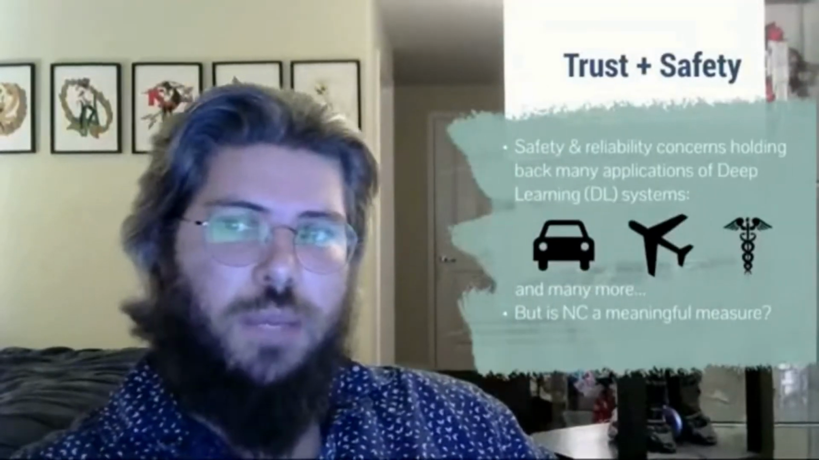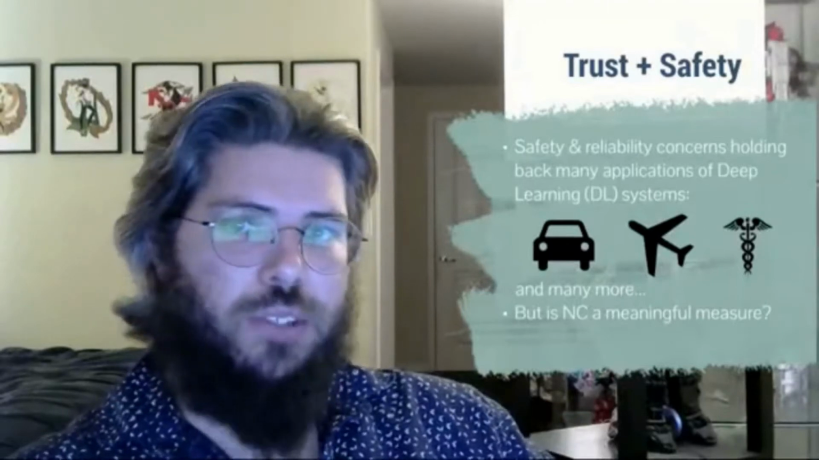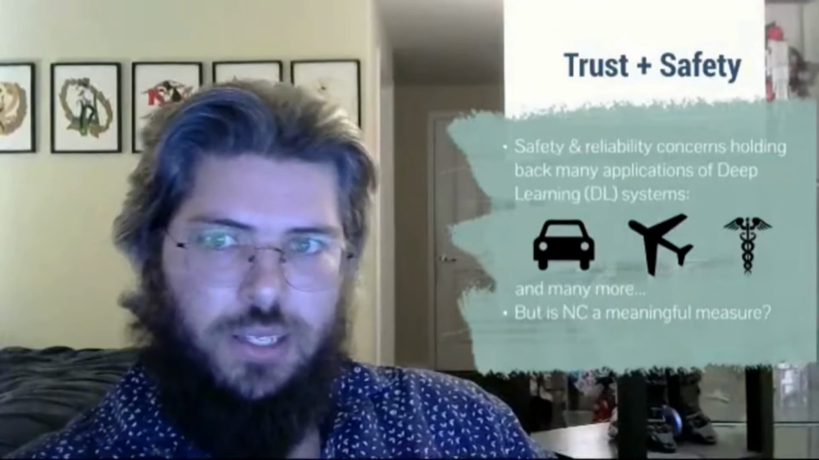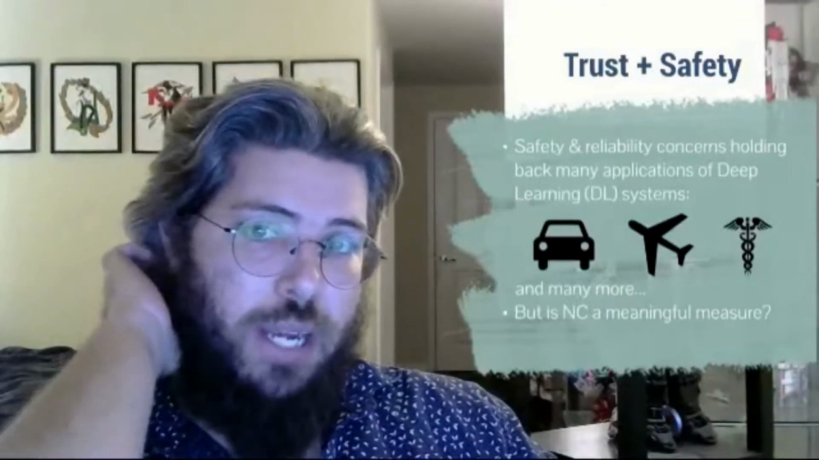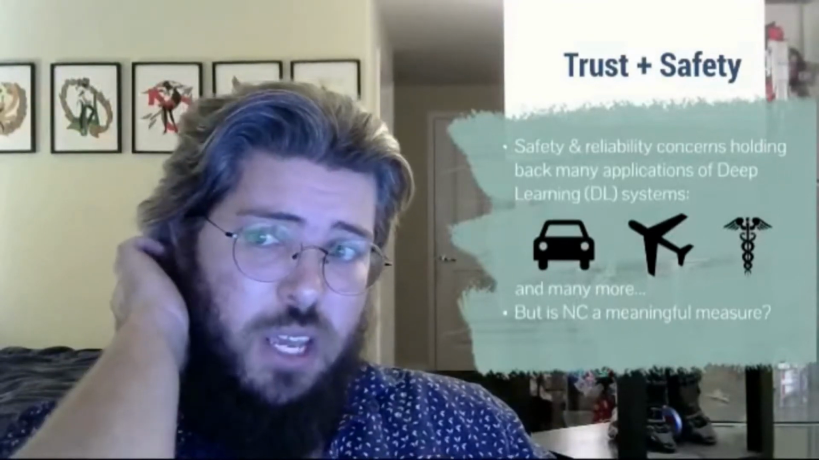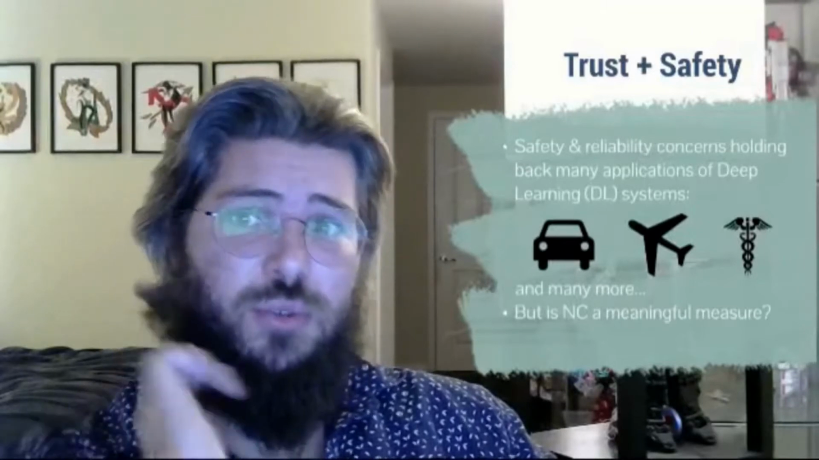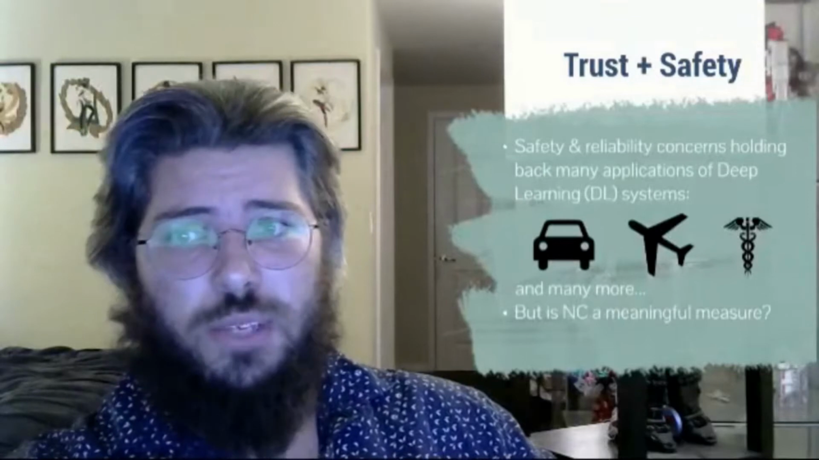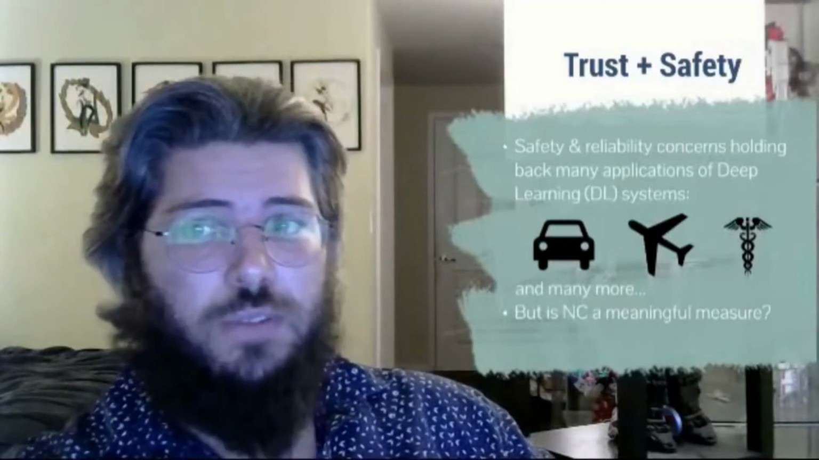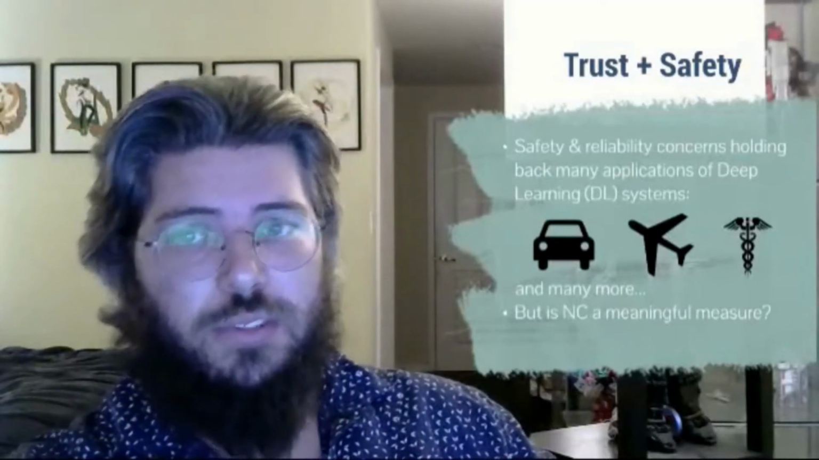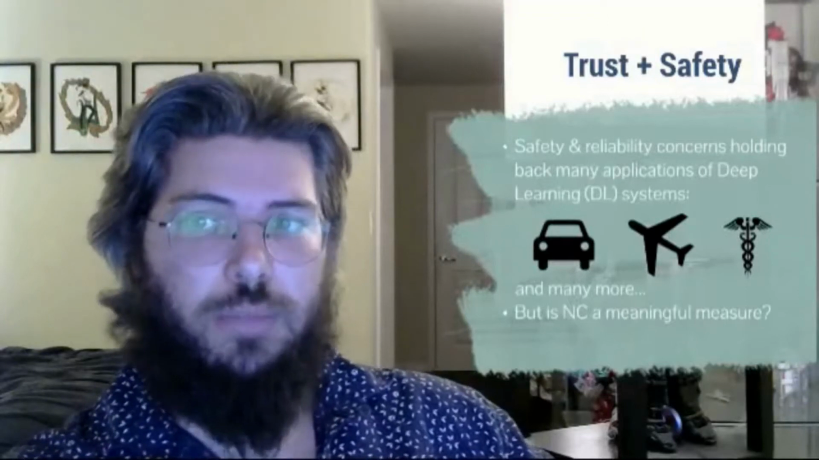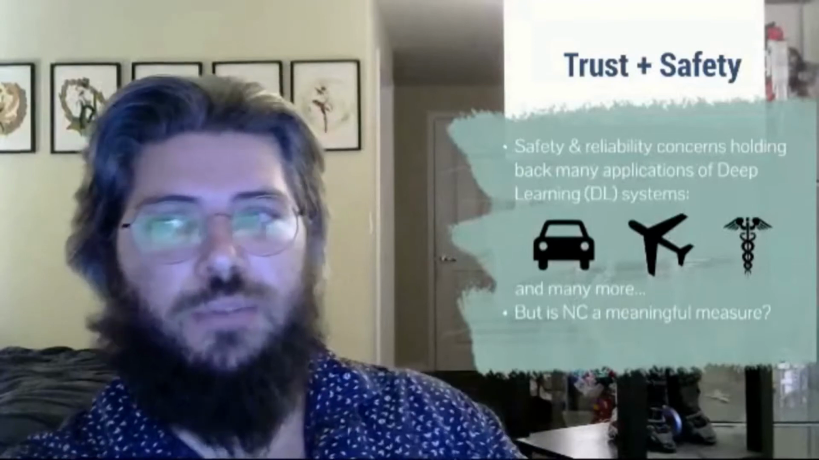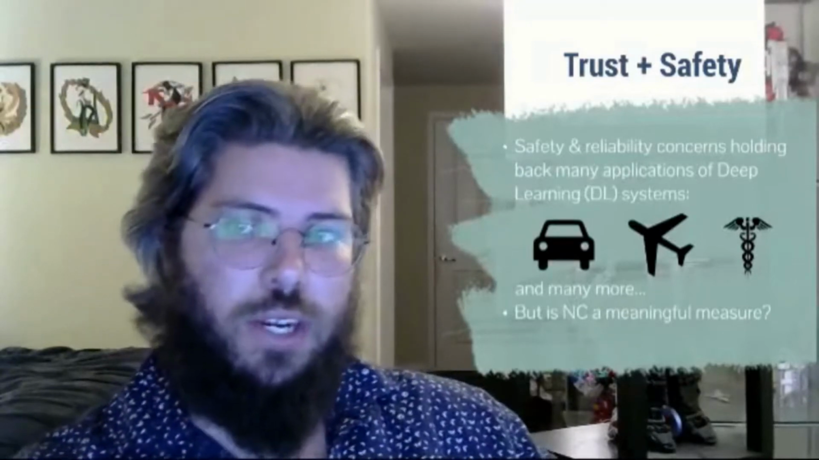So now for why people care. This goes back to the age-old question of how we build trust in the things that we create. Safety and reliability concerns are holding back many applications of DL systems, from self-driving cars to autopilot in drones and commercial airliners, to even medical diagnoses. All of these safety-critical systems require, even sometimes by law, evidence of correct behaviors, and neuron coverage is designed to guide your testing efforts towards a set of potential defects for eventual correction.